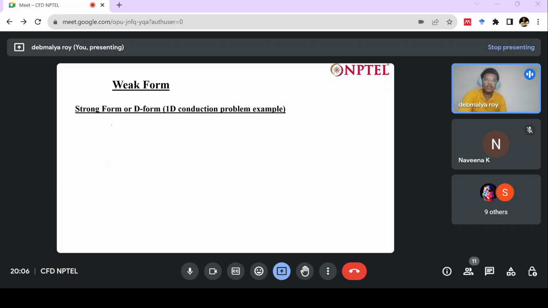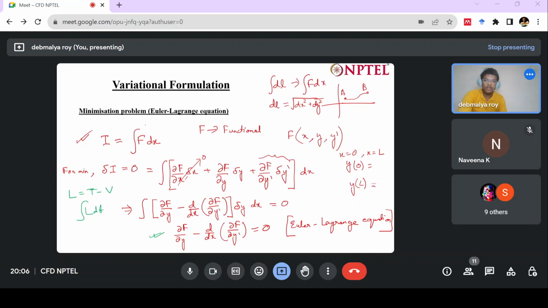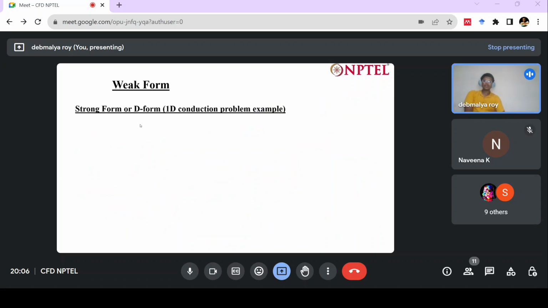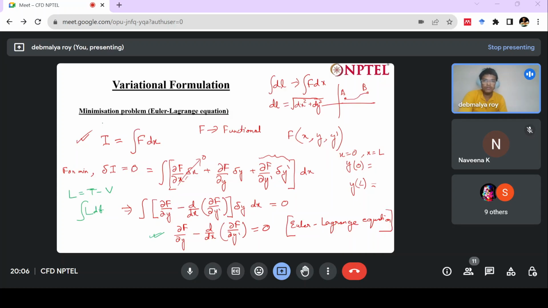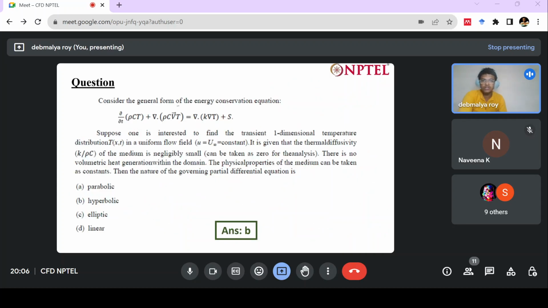All right, let's see an example of how we can use this variational formulation in solving the type of equations that we do. So we will take a 1D conduction problem. The conduction equation we have already seen. This is the energy conservation equation. If I say conduction problem, which term will be there? This will be there.